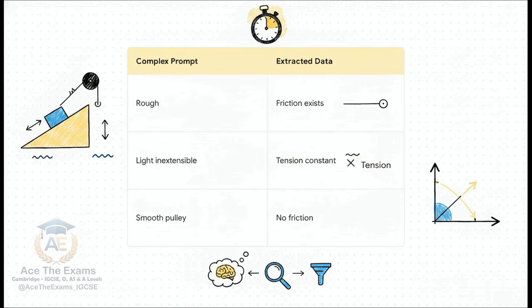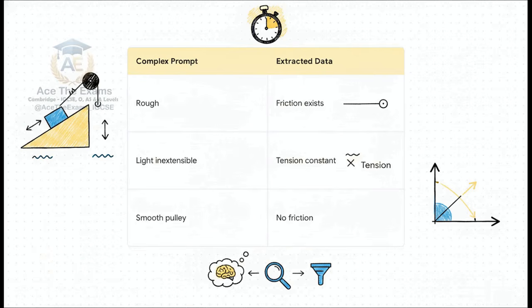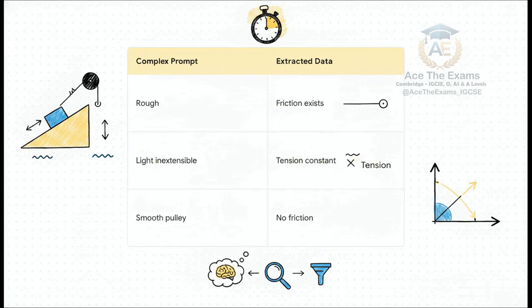You have 60 seconds. Mentally strip away the fluff right now. What are the actual mathematical assumptions hidden in those words? When they say rough, that translates directly to friction exists, so you better draw a friction vector opposing motion. When they say light inextensible string, that's Cambridge code for tension is constant throughout the string and acceleration is uniform for connected particles. Smooth pulley, that means there is absolutely no friction at the pivot point to worry about.